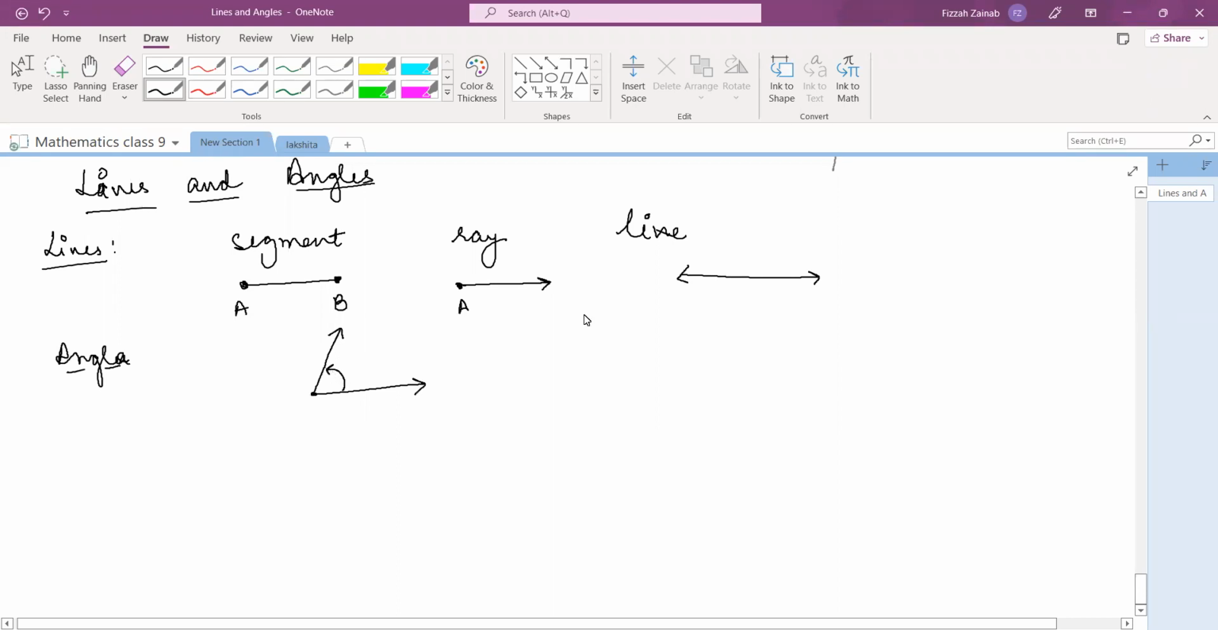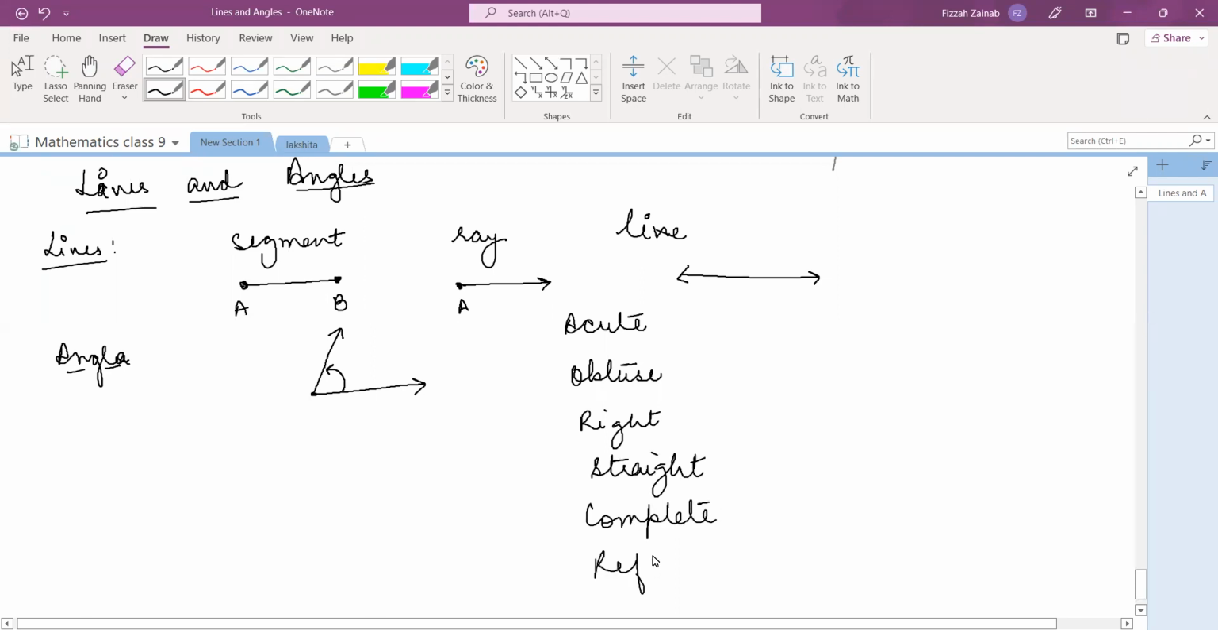Now, angles are of various types, which we discussed. That is acute angle. Then we have obtuse angle. Then we have a right angle. Then we have straight angle. And then we have complete angle also. And then we have reflex angle also.